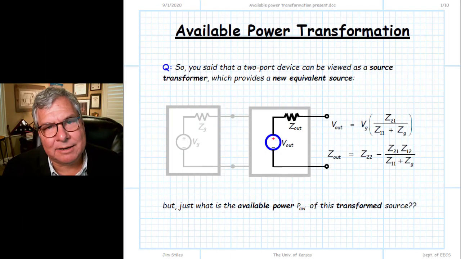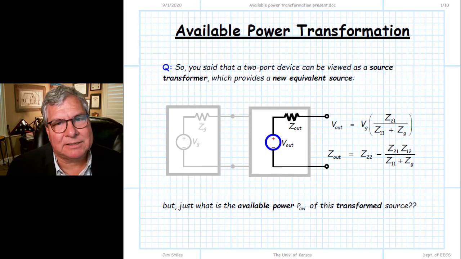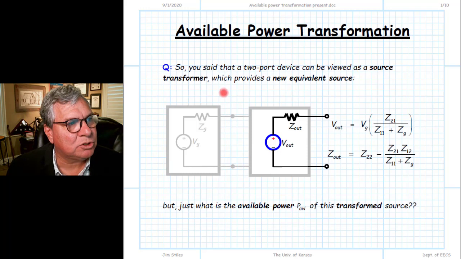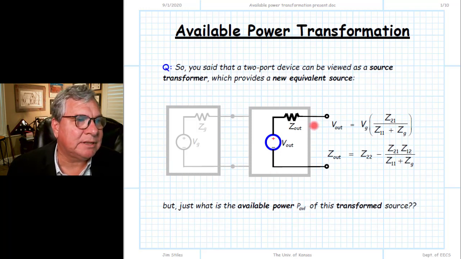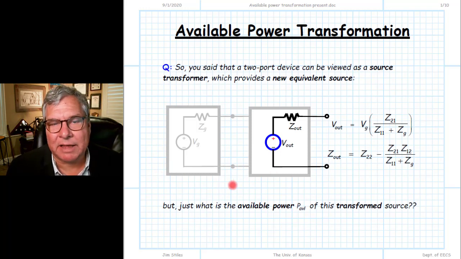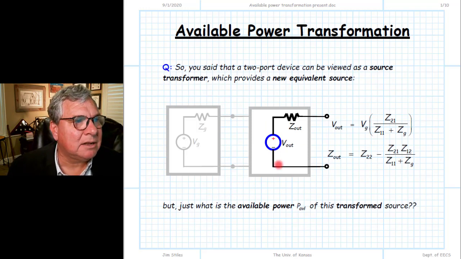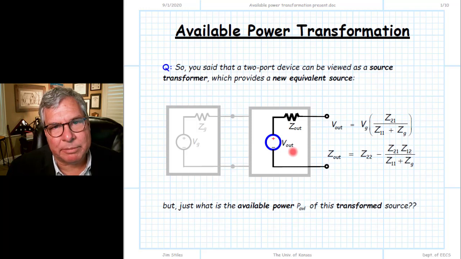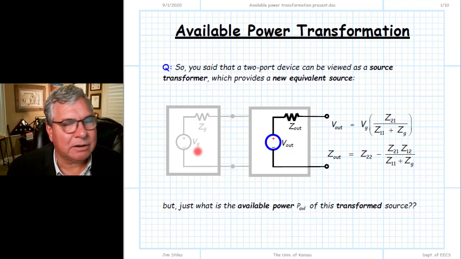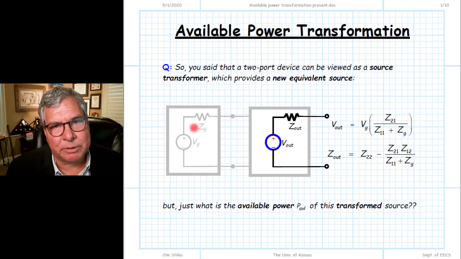Let's return to this idea of a two-port device as a source transformer. So we have an original source, and then we've connected a two-port device to its output. And of course, we can collect the whole circuit together and replace that with its Thevenin's equivalent. And again, we thought of that as a two-port device as a source transformer, in that the output voltage after transformation is very much different than the original voltage source, and likewise the output impedance is very much different than the original output impedance ZG.